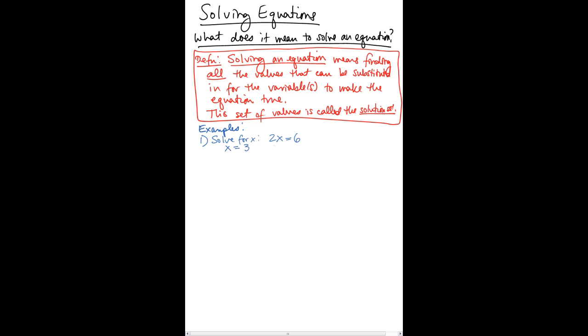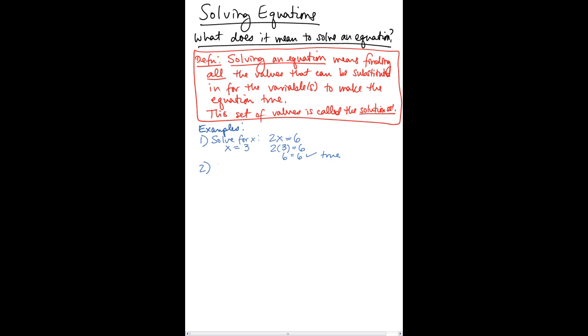We can see that this is a solution by plugging it in. We take the 3 and put it in where the x used to be. And we do in fact find that 2 times 3 equals 6. So we get 6 equals 6. That's definitely true. So we can see that it is in fact a solution.